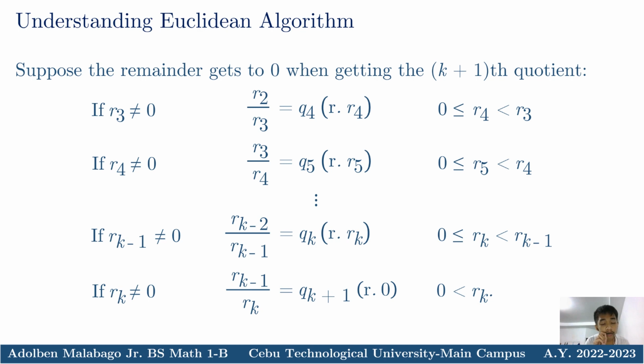So here, if r sub k is not equal to 0, then r sub k minus 1 over r sub k is equal to q sub k plus 1. So we have a remainder of 0, where 0 is less than r sub k. So that is our final form of the set of divisions.